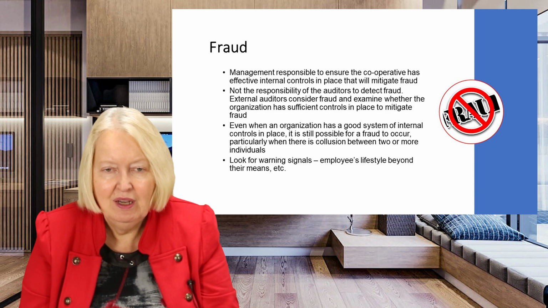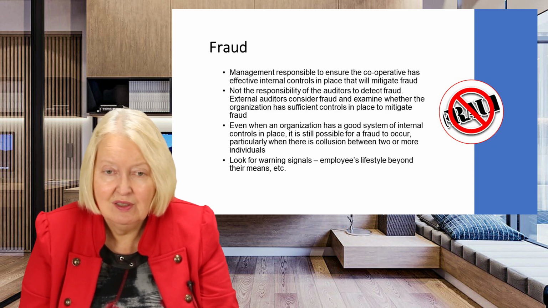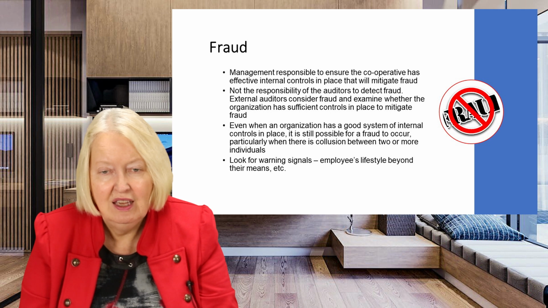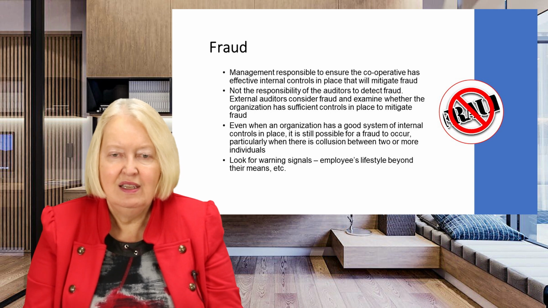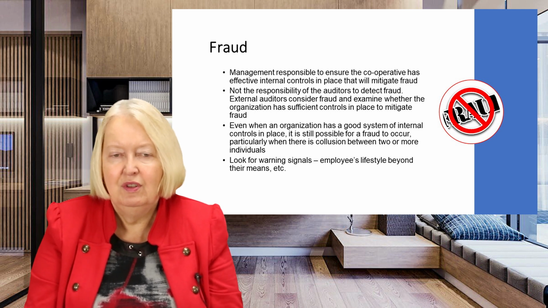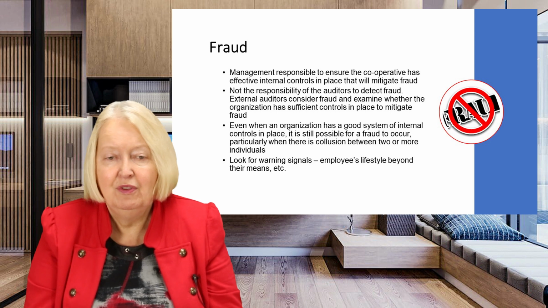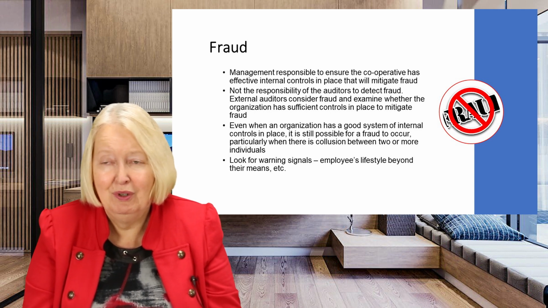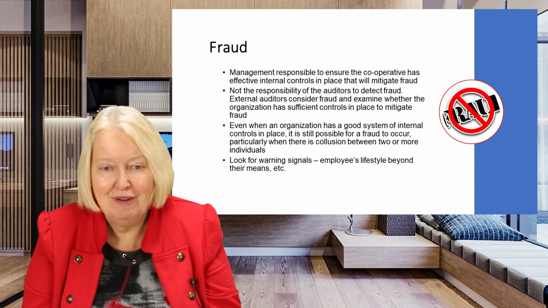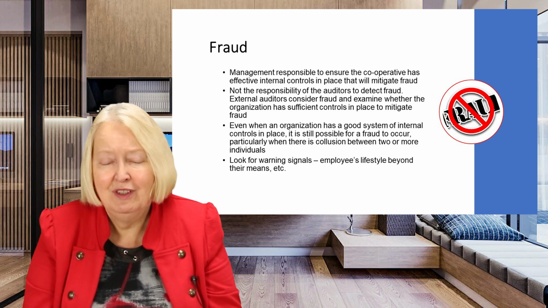It's important for every organization, cooperatives in particular, of course, to have a good system of internal controls. But that being said, even when you do have a good system, it's still possible to have fraud, particularly if there's collusion between two or more individuals. That's very difficult to find. However, you can look for some warning signals. For example, is an employee's lifestyle beyond their means? If they're making $50,000 a year, but they have a very fancy house and a high-end vehicle, and they're taking trips around the world, unless they've won the lottery or their partner makes a significant amount of money, it might be a bit of a red flag to think about.